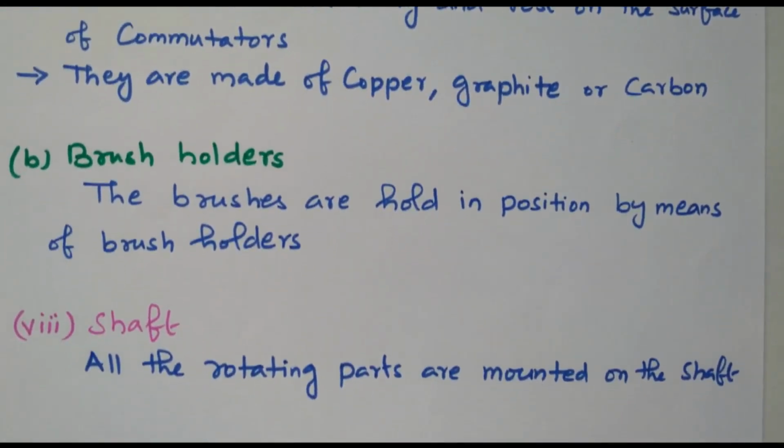So finally, what we have is the shaft. All rotating parts are mounted on the shaft, that is, the armature winding, commutator, everything. So it is a rotating part. In this video we discussed the construction of a DC machine, the same machine used as either generator or motor. Accordingly, we discussed the parts available: the stationary part and the rotating part.